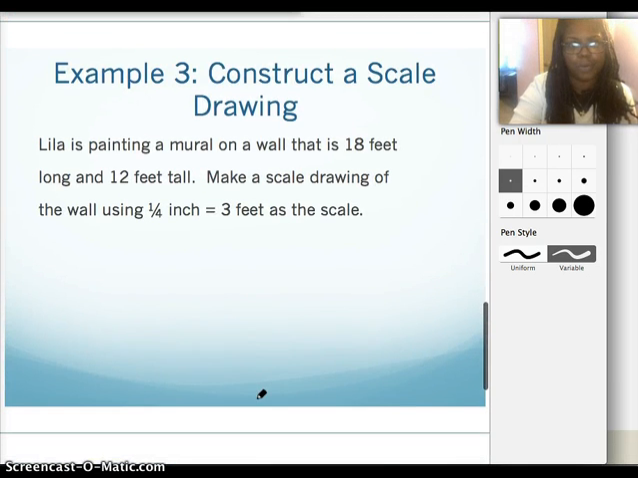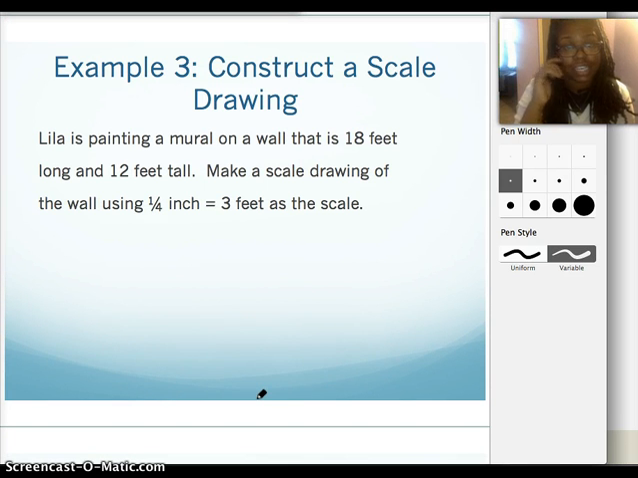In this example, we're going to construct a scale drawing based on some information. So Lila is painting a mural on a wall that is 18 feet long and 12 feet tall. Make a scale drawing using 1/4 of an inch for every 3 feet as the scale.